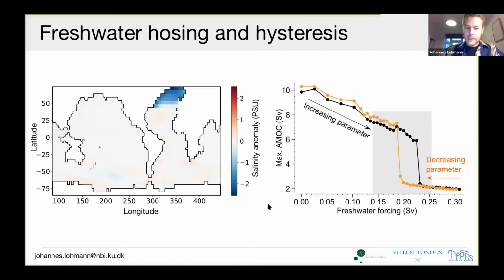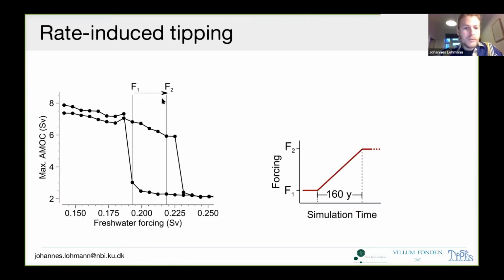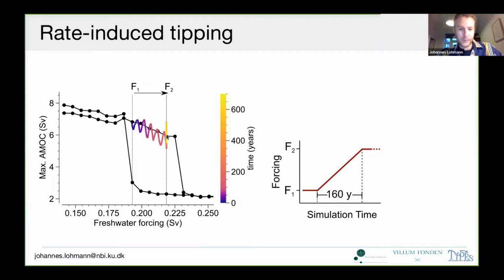Now, in order to check for rate-induced transitions, we want to move the freshwater forcing within this region of bistability by moving from one forcing value F1 to F2, which is still below the tipping point that we obtain in the quasi-stationary picture. We want to do this at different rates and see whether we can still have a collapse, even though we don't go over the edge. If I choose a linear ramping that takes 160 years, we can see that the system is able to track this quasi-stationary equilibrium, and we don't have any tipping.